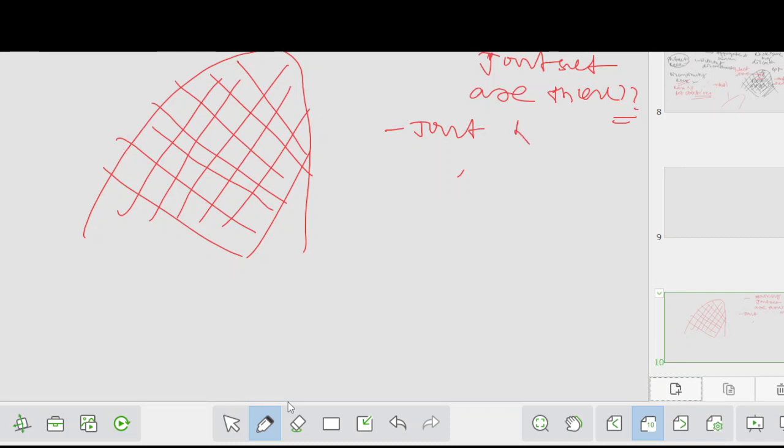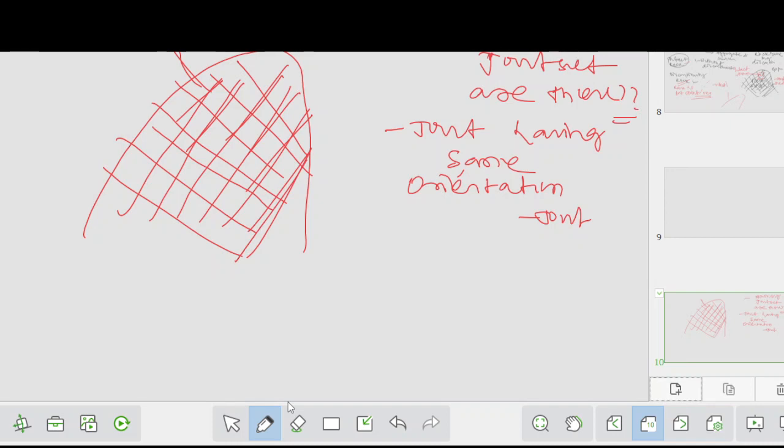The joints having the same orientation are called a joint set. If you look at this part, this type of joint is dipping in this direction, right? And another is dipping this way. Am I right or wrong?